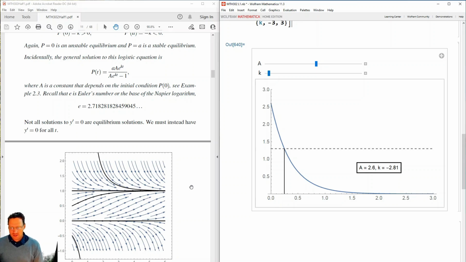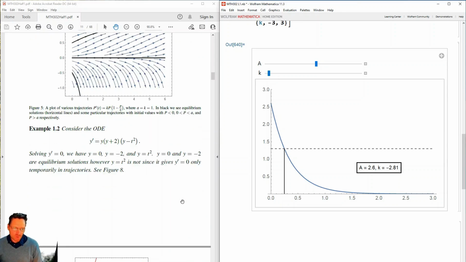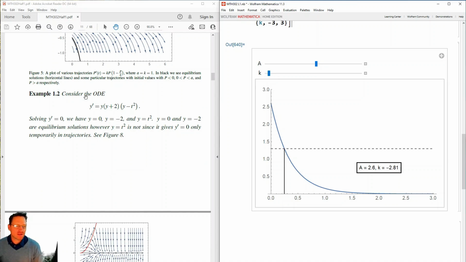All right, so let's move on now. So here's a more theoretical example to show you the difference between an equilibrium solution and just a local y dash equals 0 case. If we consider the ODE, y dash is equal to y times y plus 2 times y minus t squared, and we look for equilibrium solutions, we solve the equation y dash equals 0, and we get multiple solutions. We could have y equal to 0, y equal to minus 2, and y equal to t squared. Each of those gives y dash equals 0.